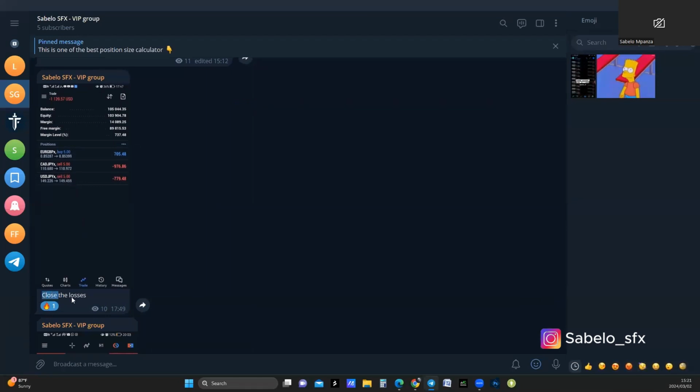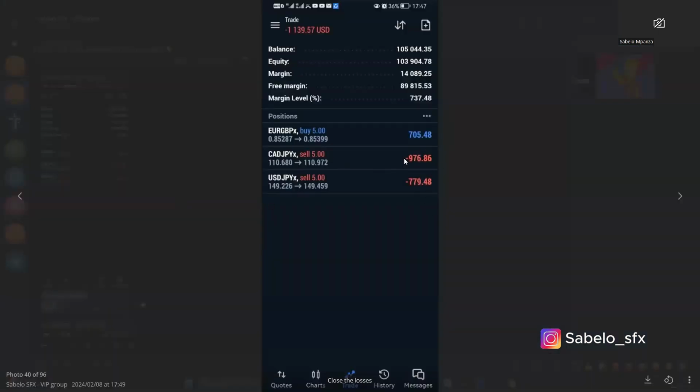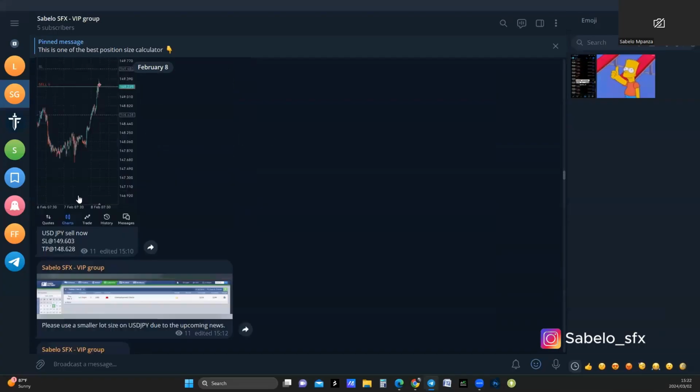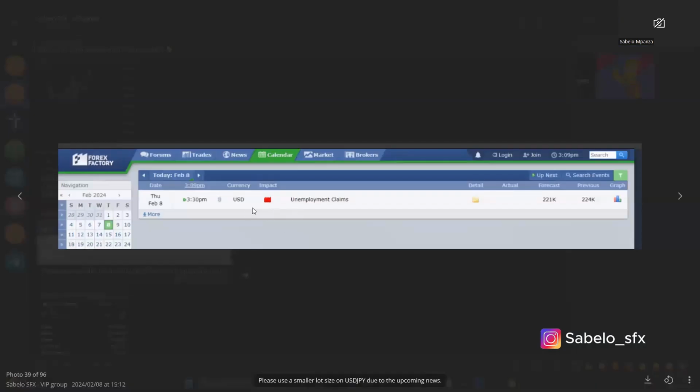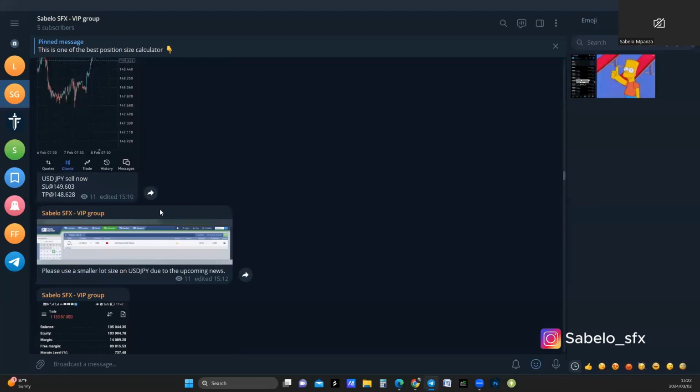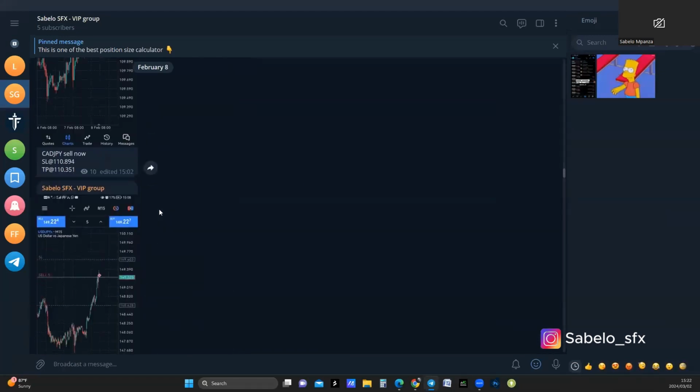Here was the update, closing the losses. This one, I lost both of them, CAD/JPY and US dollar JPY, because there was news coming at that time. So this was a risky trade.